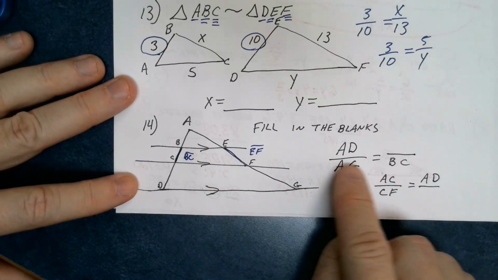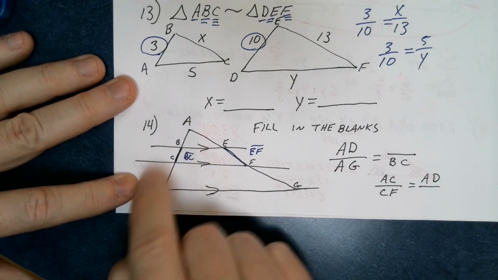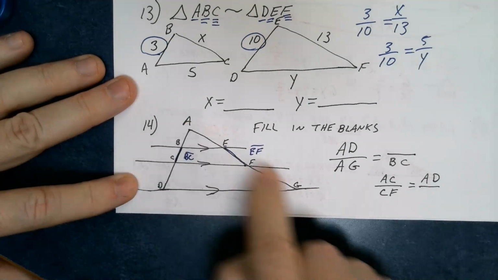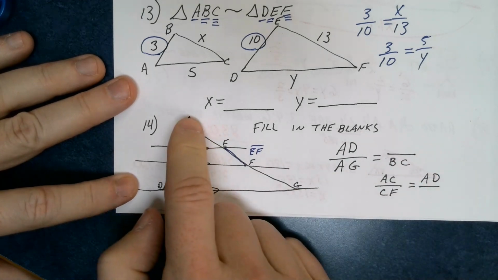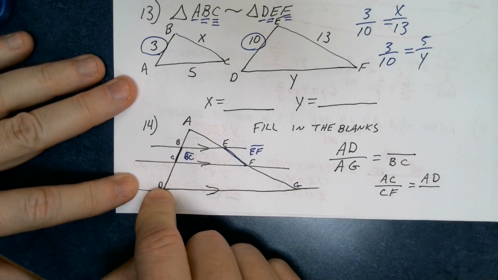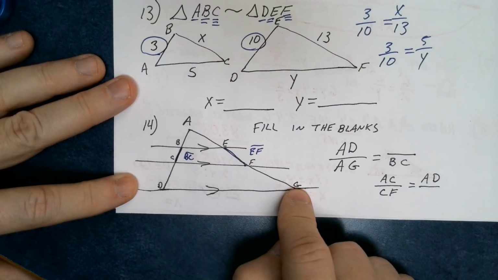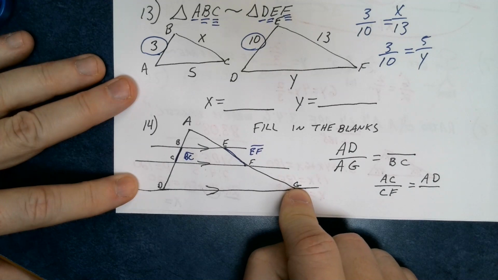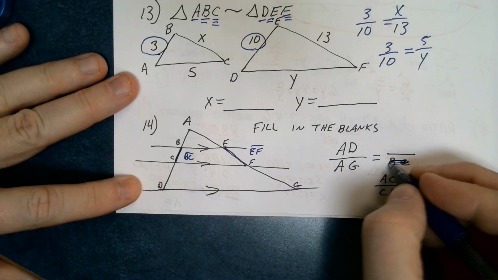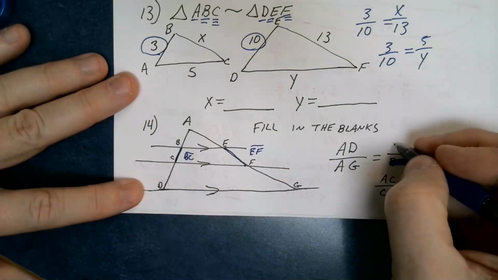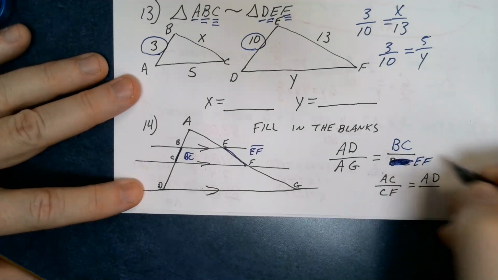So right over here, we're saying, fill in the blank. AD, from A to D, the whole long thing, over AG, the whole long thing, is equal to what over BC? So AD, left side, is AG, right side, is equal to what over BC? So technically, I'd probably want to write this one up here. So we'll go ahead and do that, over EF.